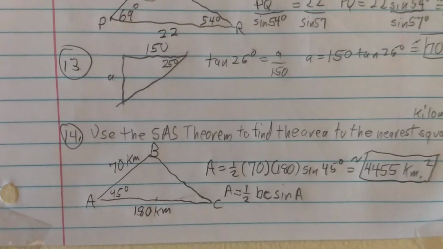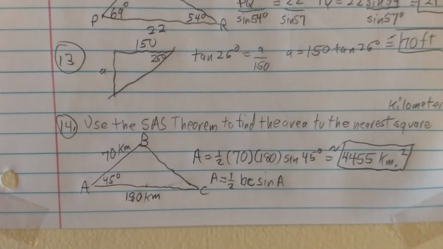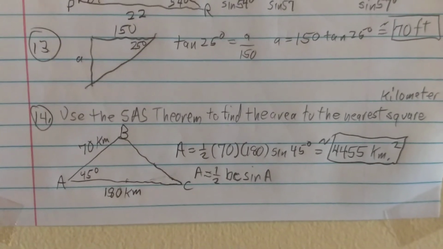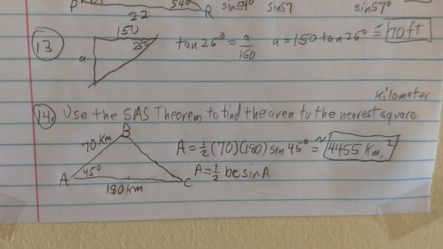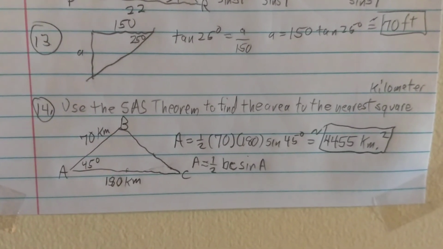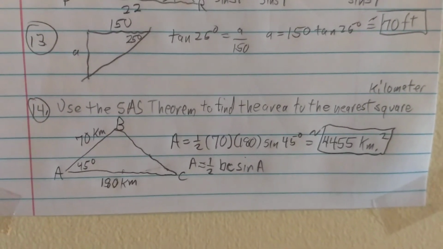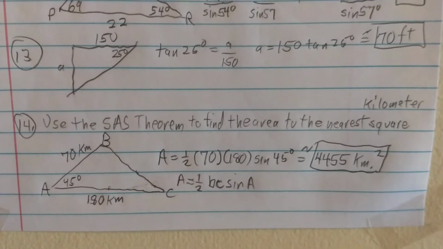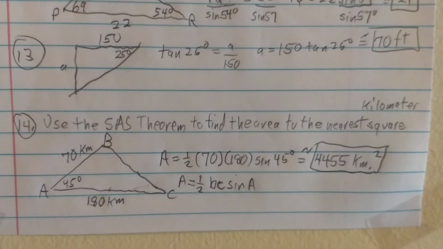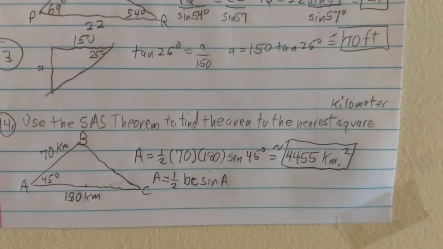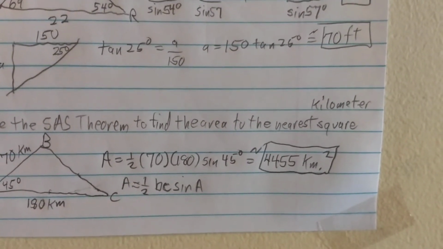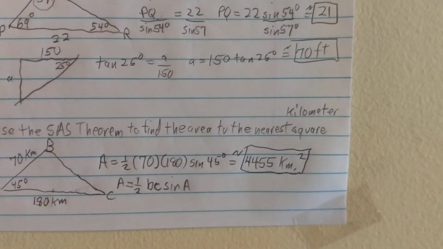Now on 13, we have a simple problem that tangent works best for. So we have a height of A and a base of 150 and an angle, it's a right triangle, and the angle there is 25. So tangent of 25 is the opposite over adjacent, which is what we have, so that's A over 150. So we can cross multiply, and A equals 150 tangent 25, approximately 70 feet.